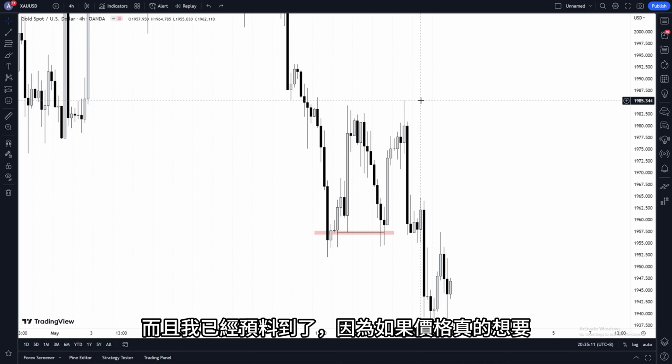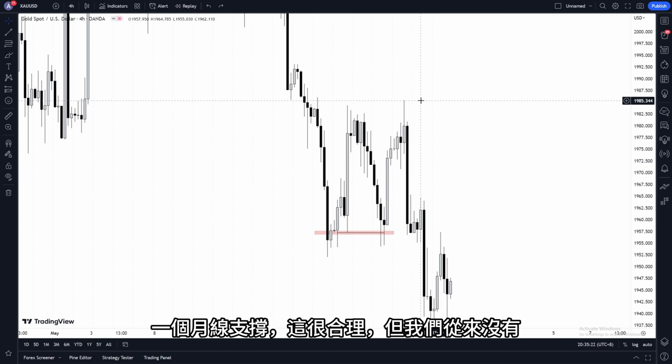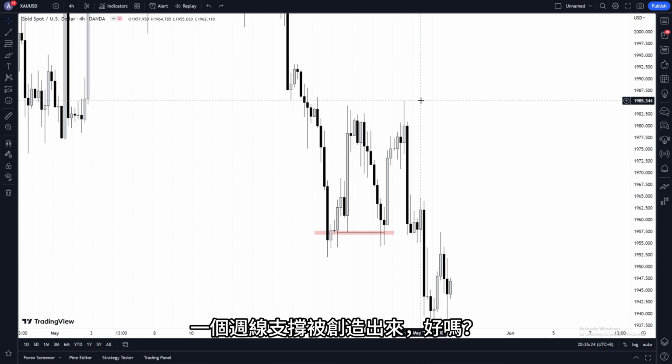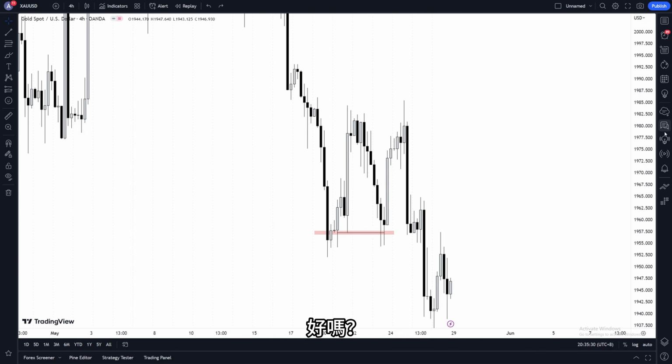And I've expected that. Because if price truly wanted to swing from here, we would need the monthly and the weekly both to have supports. Right now, all we have is a daily support and a monthly support, fair enough, but we've never had a weekly support being created. Okay? So that is the little bit of the understanding from that.